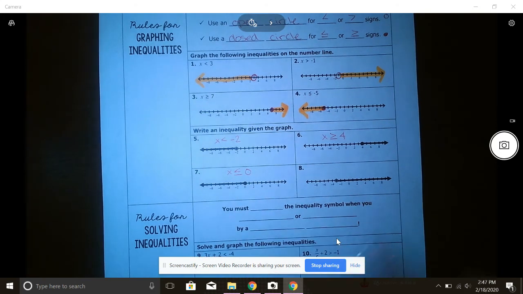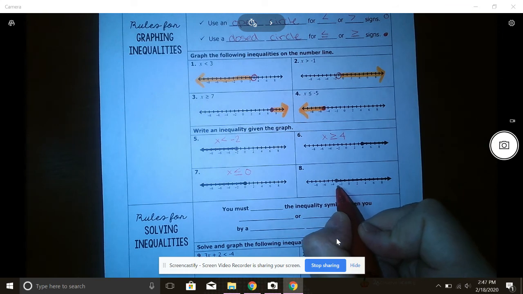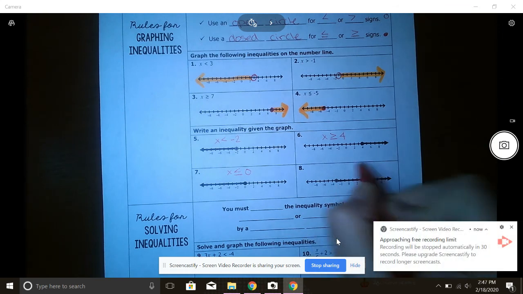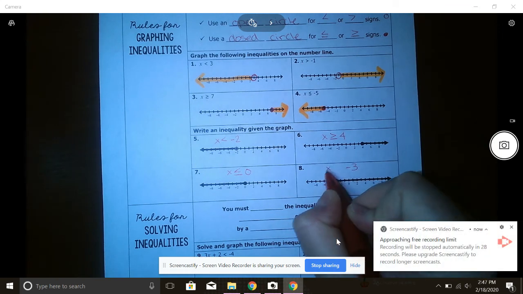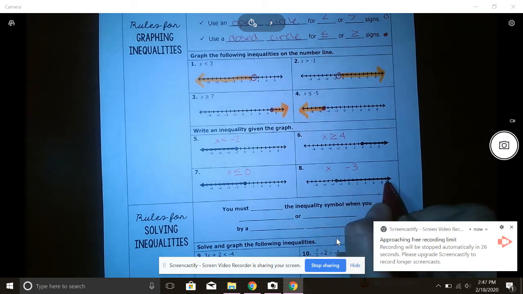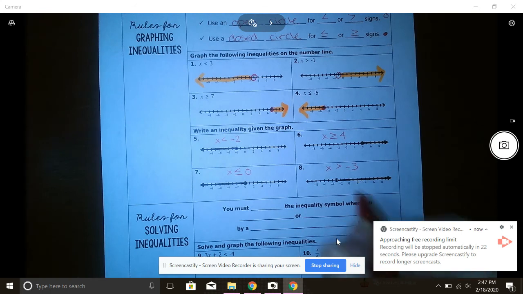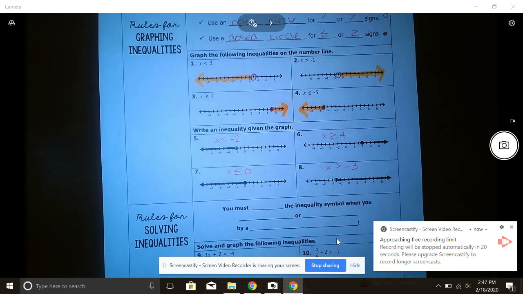And finally, number 8, our solutions are being compared to -3. The shading goes to the right to signal the values greater than -3. And the dot is open, so we do not want to say it is equal to -3, just greater than -3. I hope this was a quick reminder on how to graph your inequality solutions. In our next video, we'll be solving and graphing.